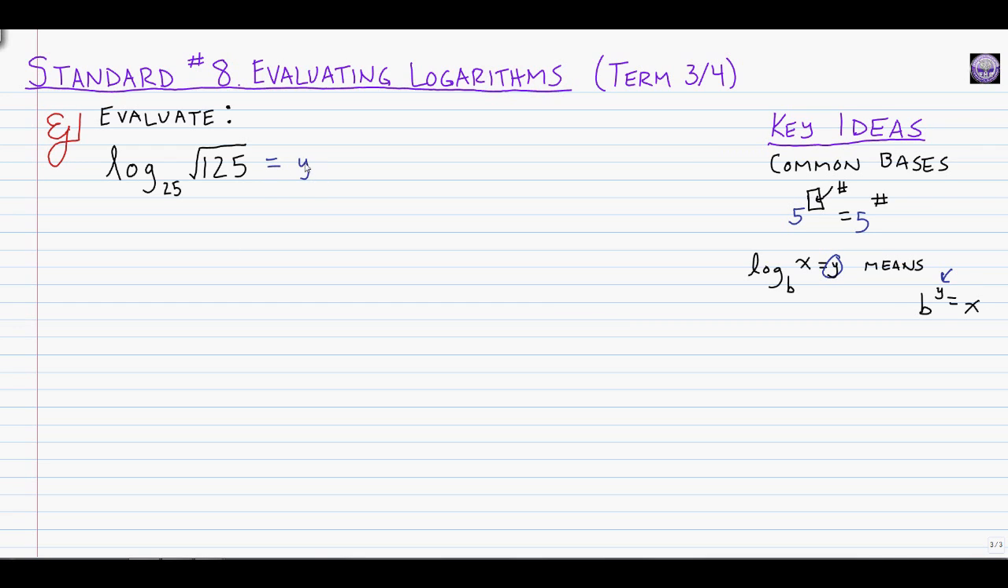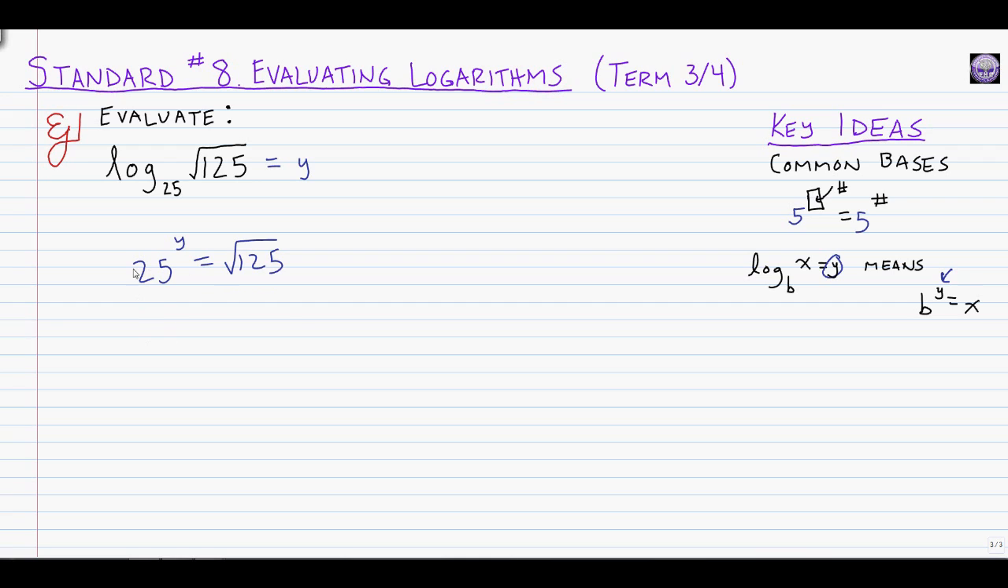So we set it equal to y, because that's going to be our answer. We want to know what exponent, what power of 25 gives us this. And now let's rewrite it in exponential form. So base to the exponent equals argument. From here, let's just rewrite them in terms of 5s. So we want 5 to some power.